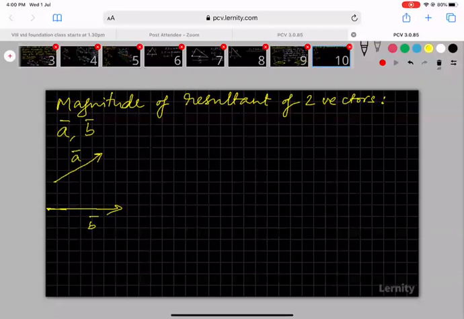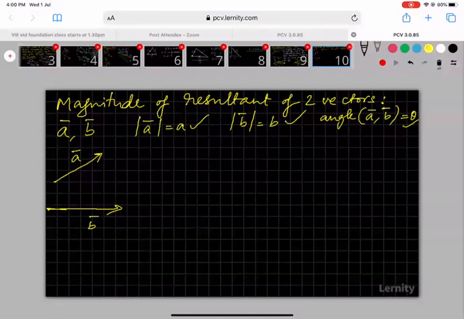Regarding those two vectors, what do I know? We know that magnitude of a bar equal to a, let us say. Say we know magnitude of b bar equal to b units. Say we also know that the angle between a bar and b bar is theta. This also we know. So these three things are what we know to start with.